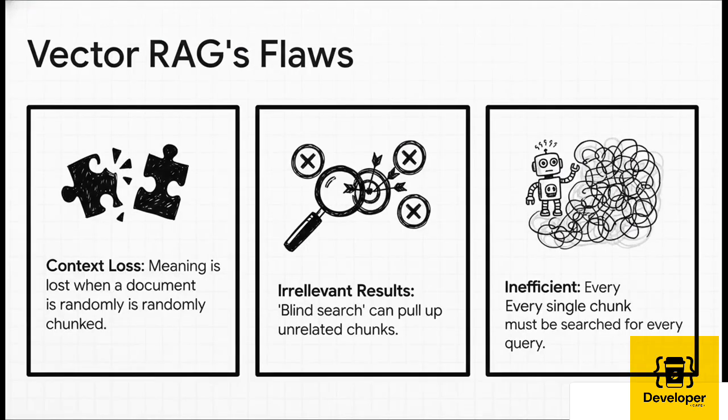So, what's the fallout from this whole tear-up-the-book approach? Well, it boils down to three huge problems. First, you get massive context loss. You know, a critical sentence might get split right down the middle, just destroying its meaning. Second, you get a ton of irrelevant results. That blind search might grab a scrap that uses the same words but is from a totally unrelated chapter. And finally, it is just so inefficient. The poor AI has to rummage through that entire pile of paper scraps every single time you ask a question.